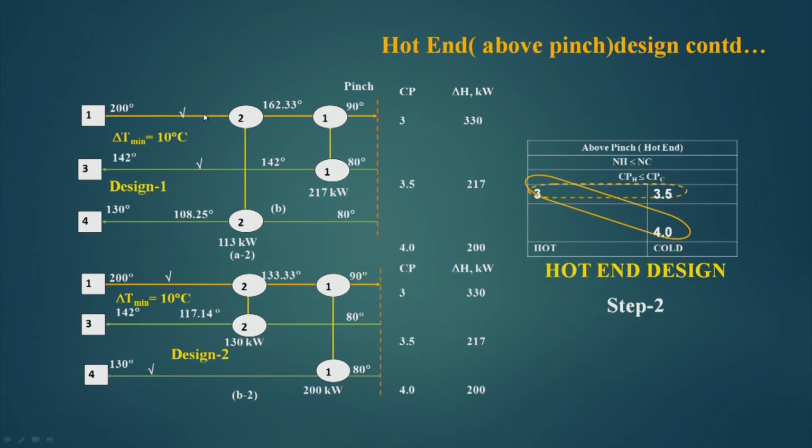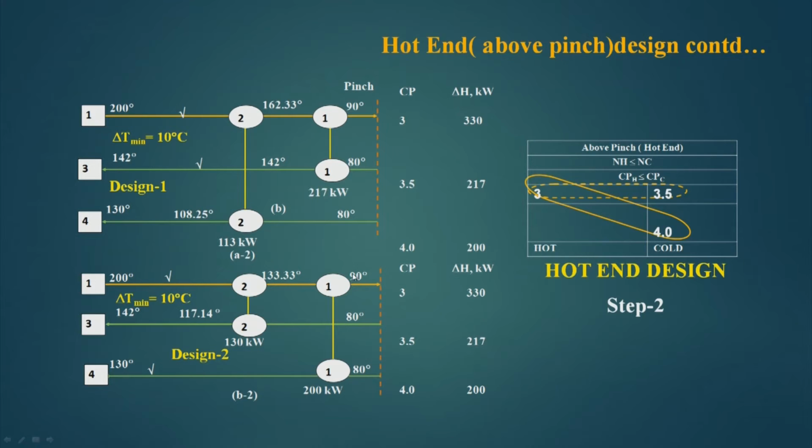That means, if input is 200 degree centigrade, from here the output is 162.33 degree centigrade and this is 90 degree centigrade. So, it is 10 degree centigrade here, it is around 20 degree centigrade here, and this difference is also more than 10 degree centigrade. So, for the design 1, we have successfully put the second heat exchanger for the hot end design.